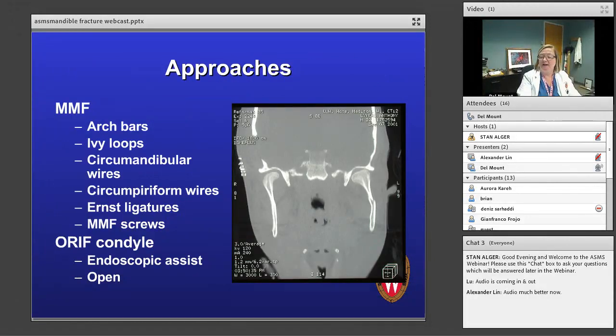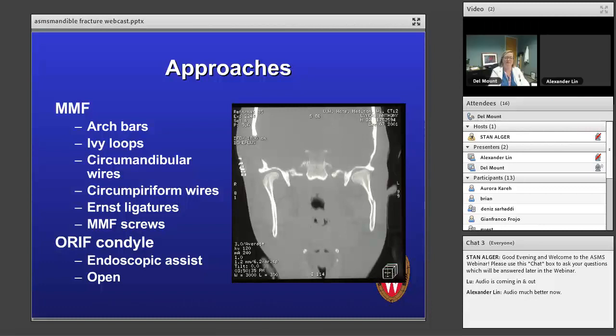So, approaches, and I'll finish up here with my part in just a moment. Obviously, we want to use a combination of occlusion as well as visualization of the fracture and mobilization to get our optimal primary bone healing. So this may include placing arch bars or IV loops, circummandibular wires, piriform wires. I can't remember the last time I had to do this, but all of these things are available to you. Most frequently lately, I've been using a lot of arch bars that are the hybrid kind that you just basically screw in quickly. It saves you about 45 minutes.